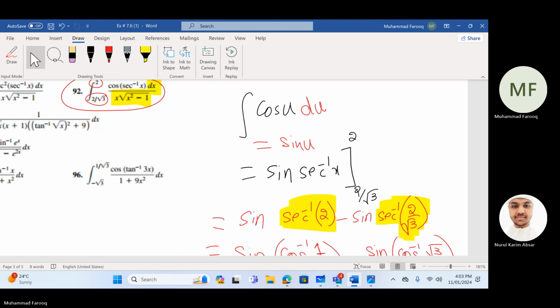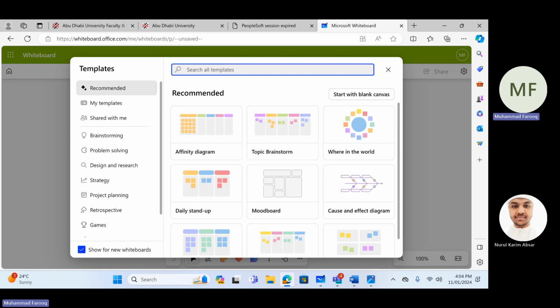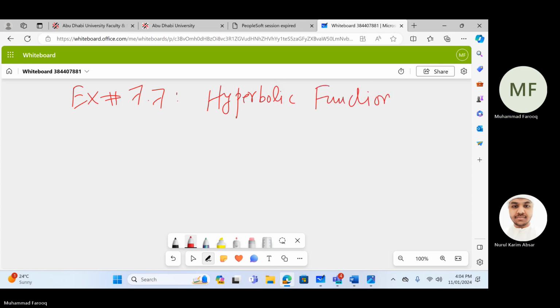7.7. Now we have 7.7. And this 7.7 has also two topics, please. The first topic is hyperbolic functions, please. Hyperbolic functions. Again, we need its derivative and integration. And again, as I told you, you will get the rules for the derivative and the integration of hyperbolic function.